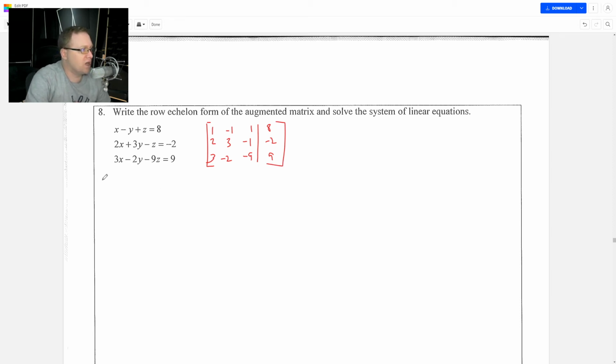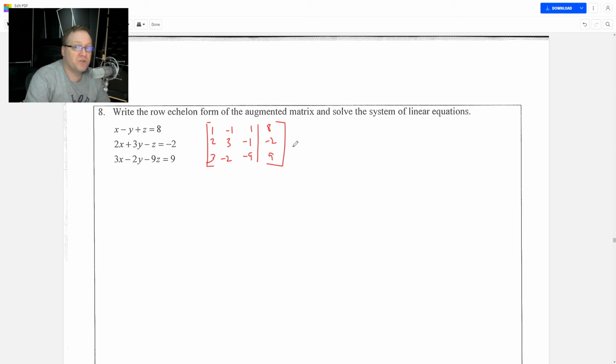Good. Next, step 2. What's step 2? We want to make a 1 here. Oh, good. There is a 1 there. So we don't need to do step 2. We're done with step 2. So let's move to step 3. What is step 3? We need to put zeros below the 1, right? We want a 0 here and a 0 here.